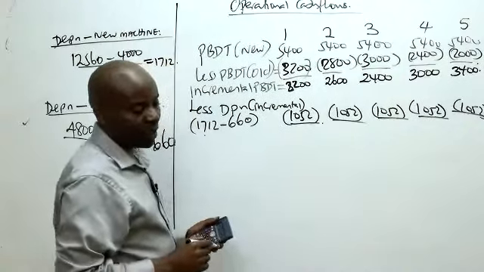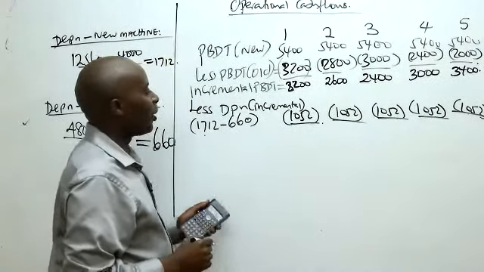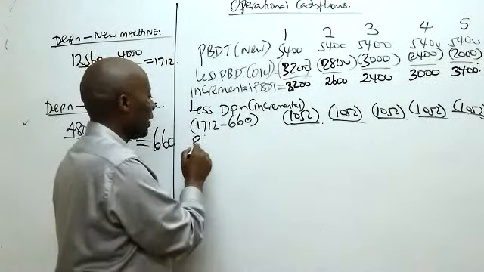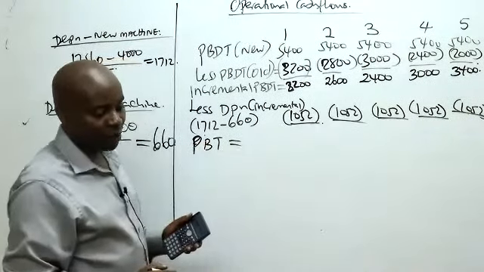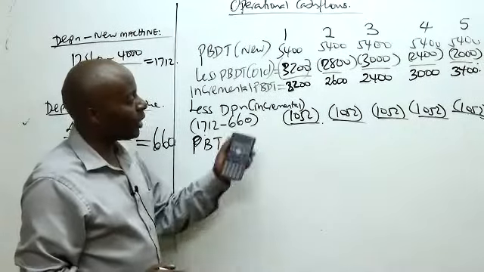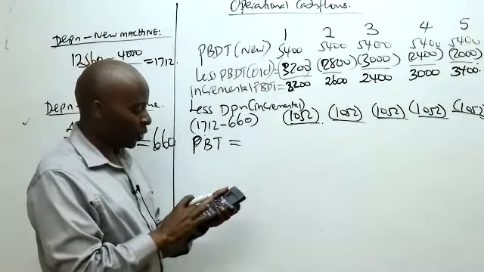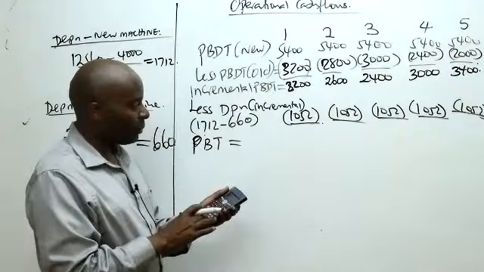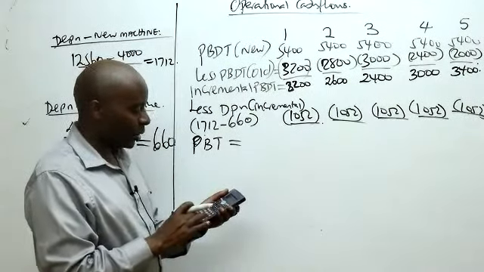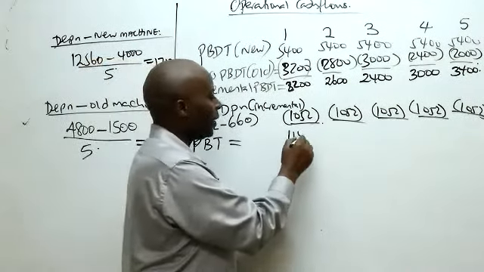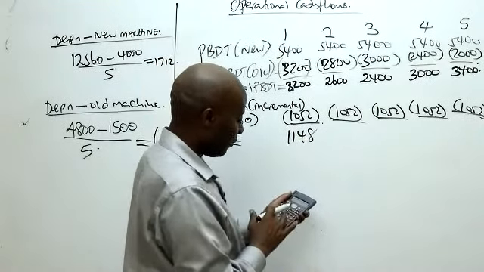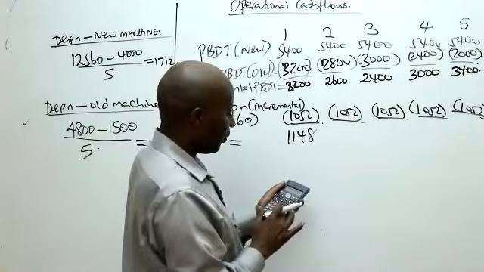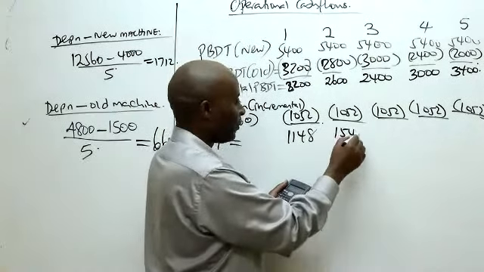So here we are, subtract for us. What you will get will be called a profit before what? Before tax. What you will get will be called a profit before tax. So we have 2,200 minus answer, which gives us 1,148. We have 2,600 minus 1,052, which gives us 1,548.